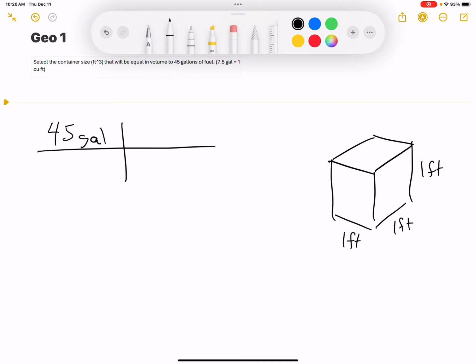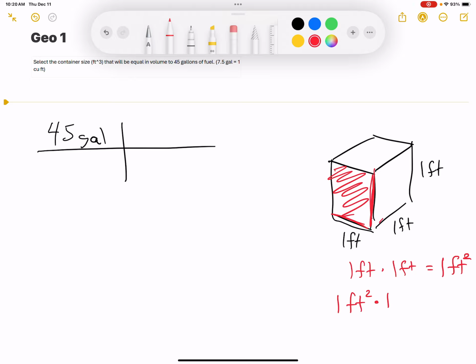So we have a cubic foot, which is just going to be one side of a cube times the other side of the cube. That will give us area, right? So we'd have 1 foot times 1 foot, which is equal to 1 times 1 is 1, and feet times feet is feet squared. So that would be square feet, but we need cubic feet. So if we do 1 foot squared times this length here, we will get the volume of the shape.